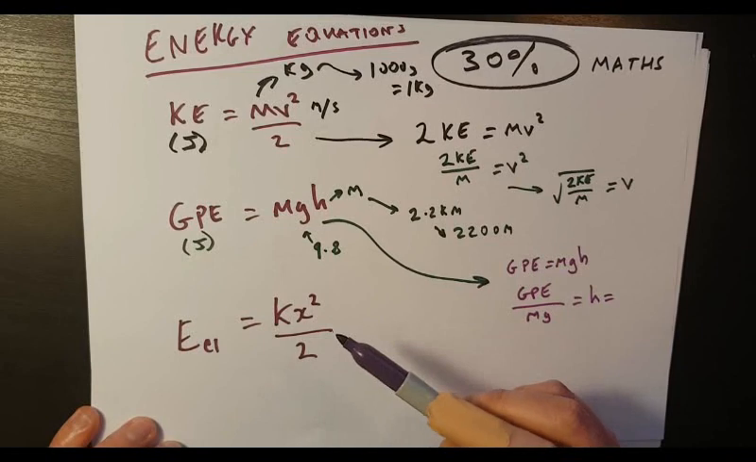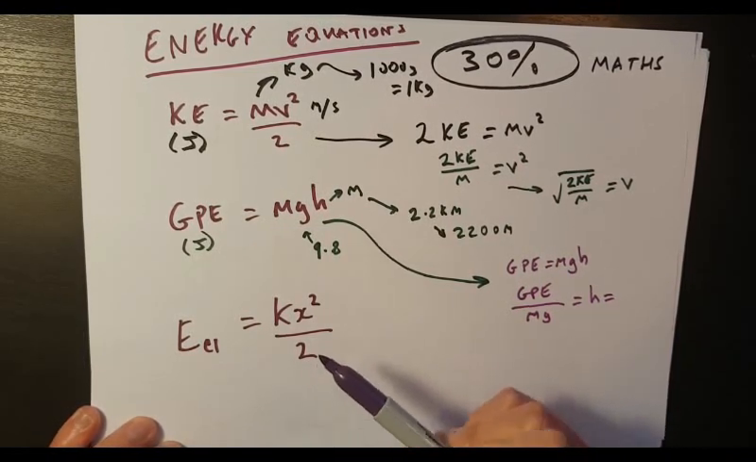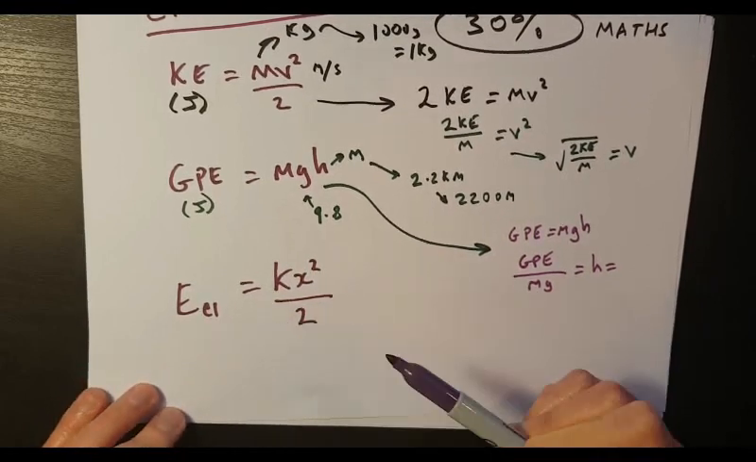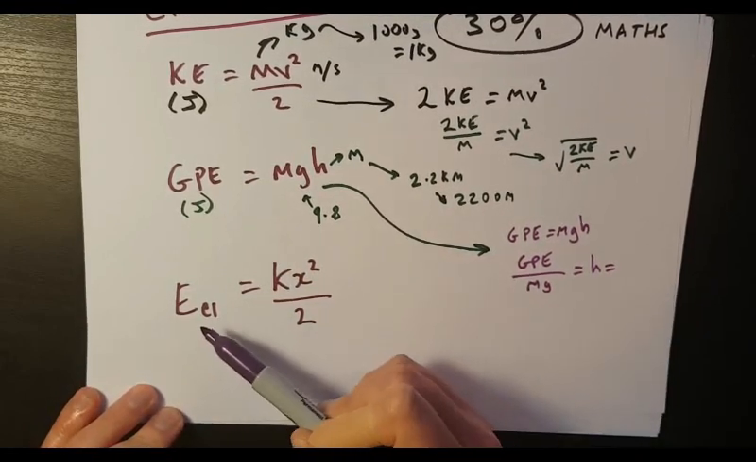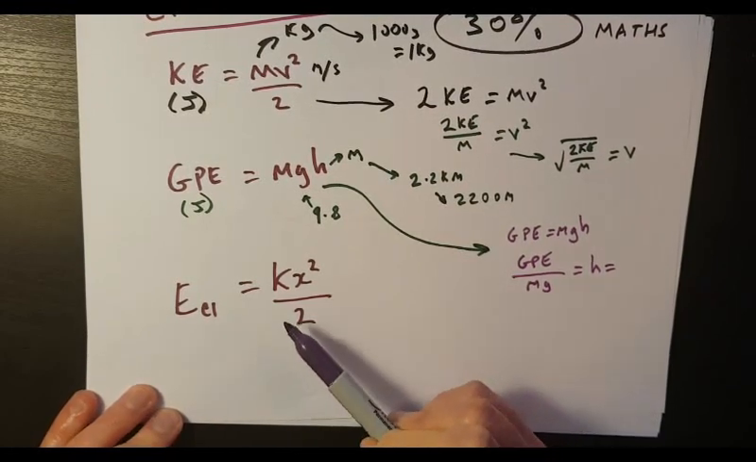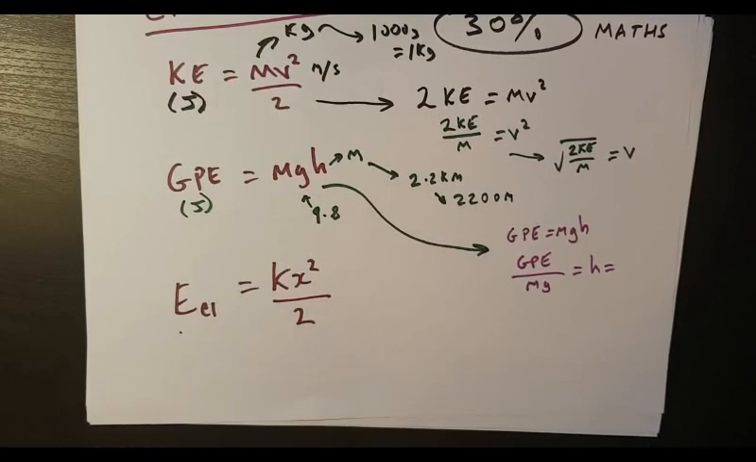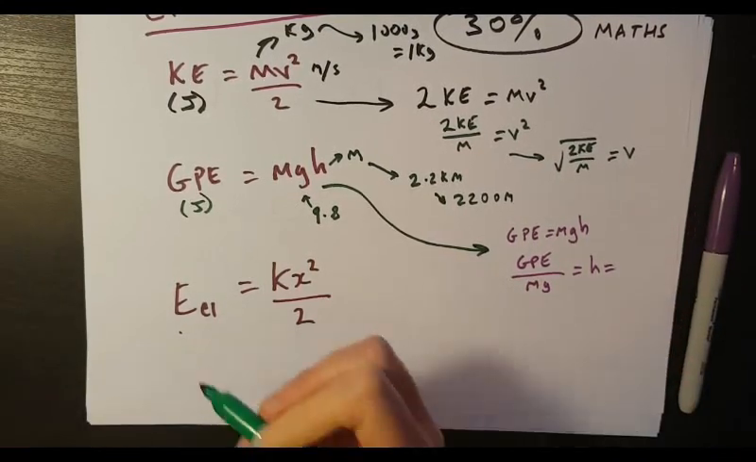Now, next equation. The good news is that this is one that you don't actually need to memorize. They will give you this one in the formula sheet in the exam. So this is the elastic potential energy one. So this was like, well, what if you've got a spring that's being compressed? This is elastic potential energy. So yeah, you got it. The units are going to be in joules.